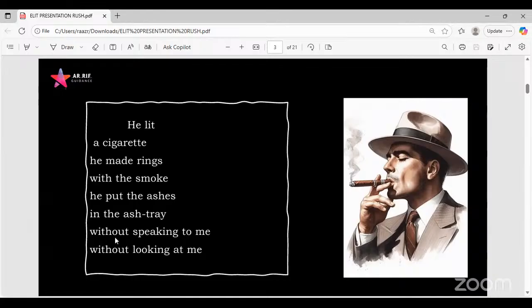He lit a cigarette. He made rings with smoke. He put the ashes in the ashtray without speaking to me, without looking at me. You can see there is a man with the cigarette, right? He's smoking. In this stanza, you can see he's smoking and there is emotional distance, guys. You can see it. He lit a cigarette. He put the ashes in the ashtray without speaking to me, without looking at me.